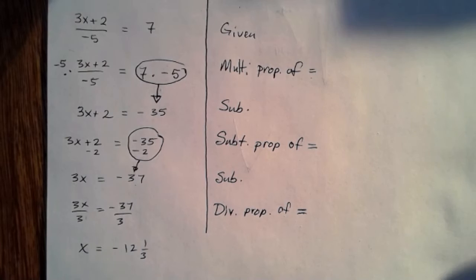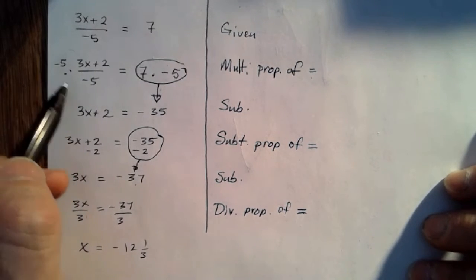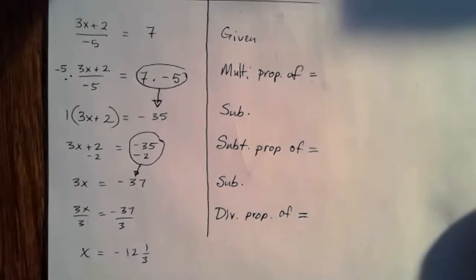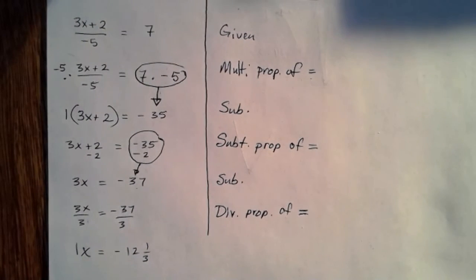So sometimes things seem to just disappear in math, like these -5s seem to disappear. Well, they were actually turned into a 1, and we didn't have to write it. Same thing with this. We could have written it as 1x, but we didn't have to.